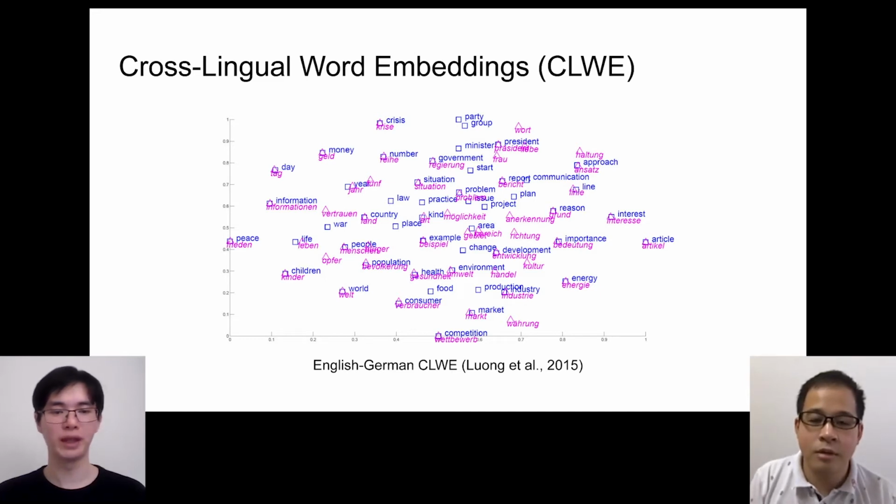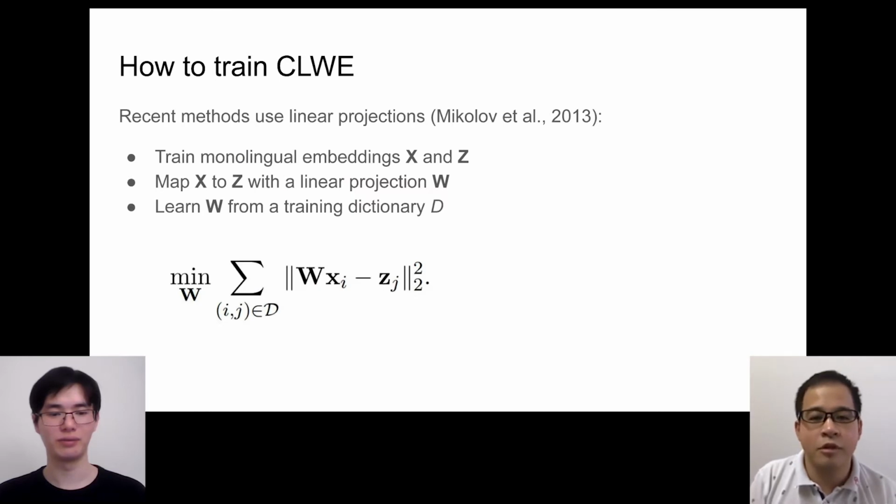That's very cool. How do I build cross-lingual word embeddings? Most recent methods use linear projection. We train monolingual word embeddings for each language, and we align them with a linear mapping. And how do I find the linear mapping? In this paper, we focus on methods that use a small training dictionary, which is pretty easy to find for most languages. We can train the linear mapping to minimize distances between all translation pairs in the training dictionary.